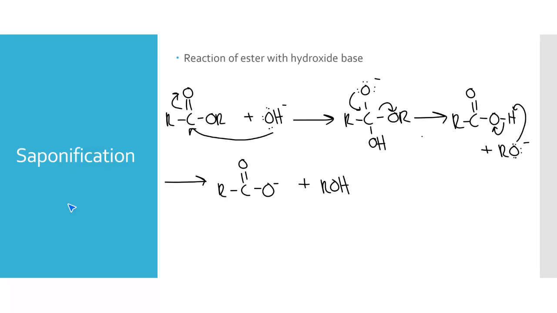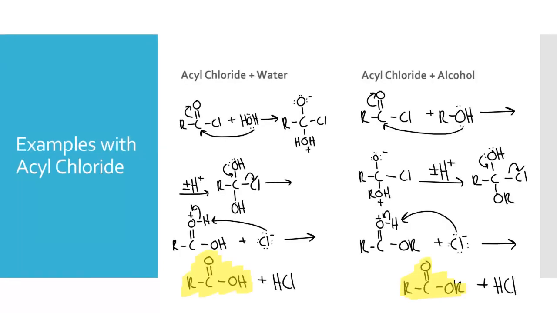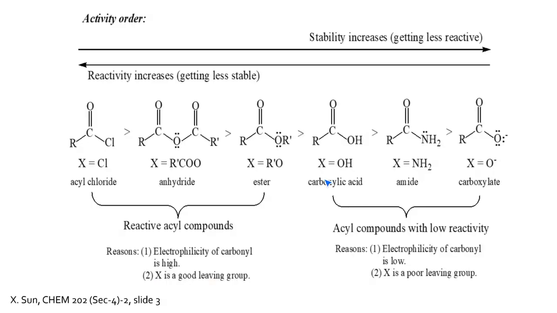So you have saponification, which is when we react an ester with hydroxide to make a carboxylate. So let's look back here. We have an ester, and we're going to a carboxylate. So this is favorable. This is fine because we're going from less stable to more stable.